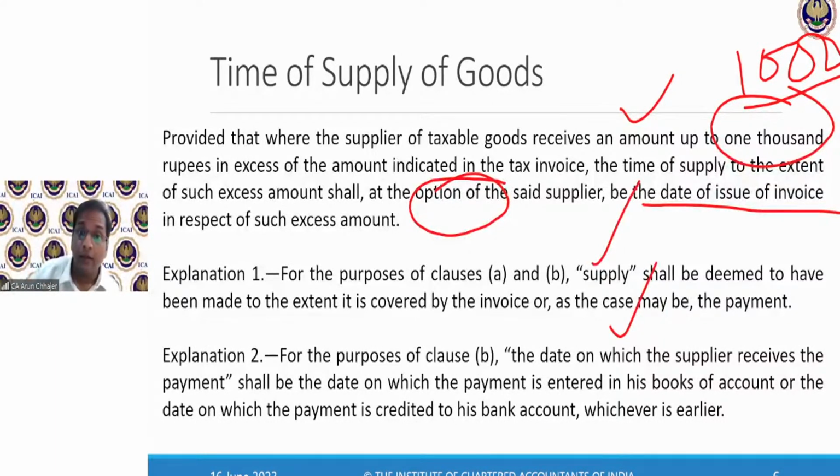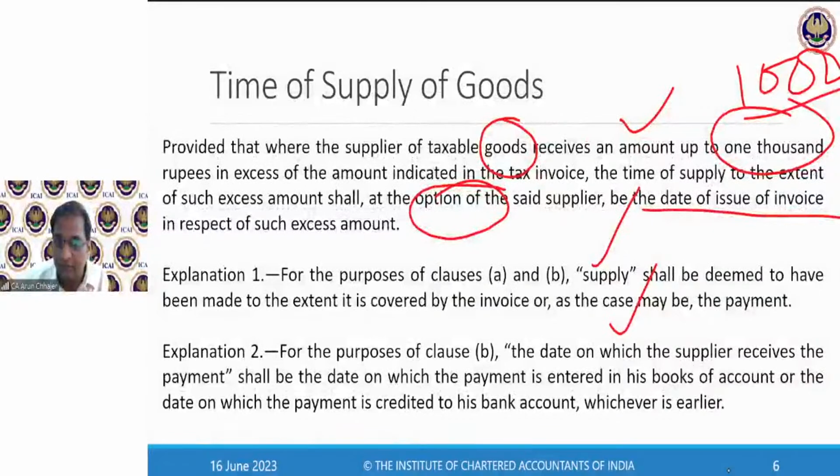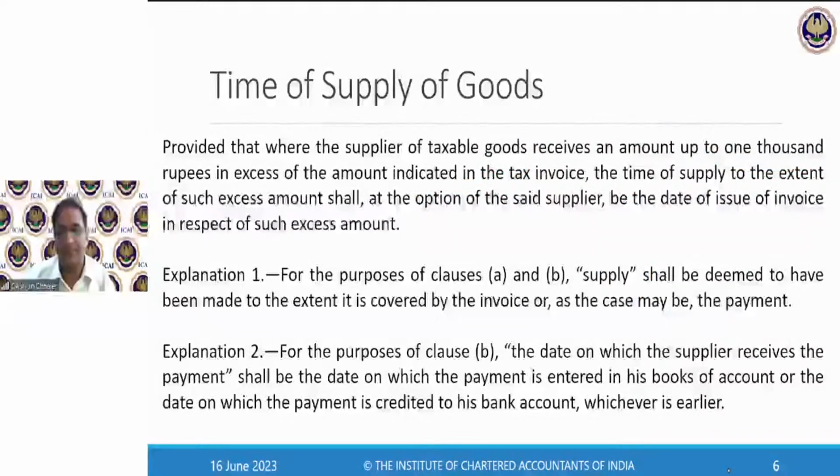But is it relevant now for the goods? No, it is not relevant. It is relevant in case of the forward charge of services. Let me ask one very good question. You give me the answer. Suppose you tell me whether there is any situation in which the supplier of goods under forward charge needs to pay the tax at the time of advance. Kindly give the answer. Really appreciate it.